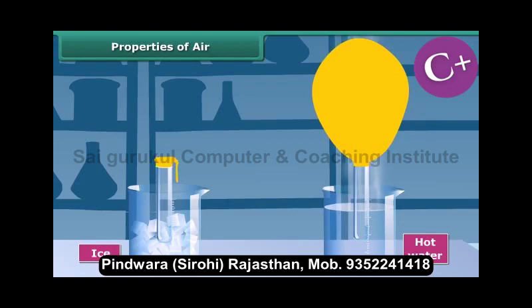This is because the hot water heats the air inside one test tube and the ice cools the air in the other. When air gets warm, it expands and rises, which inflates the balloon. On the other hand, cool air contracts, causing the other balloon to shrink. This shows that air exerts pressure.